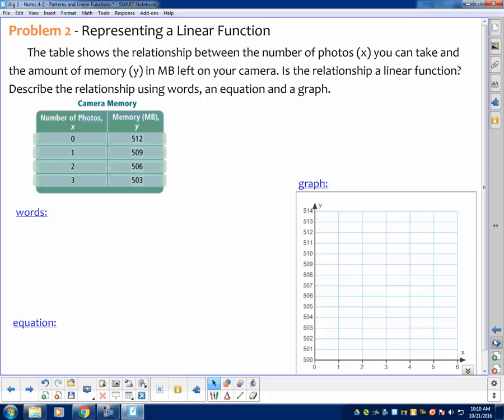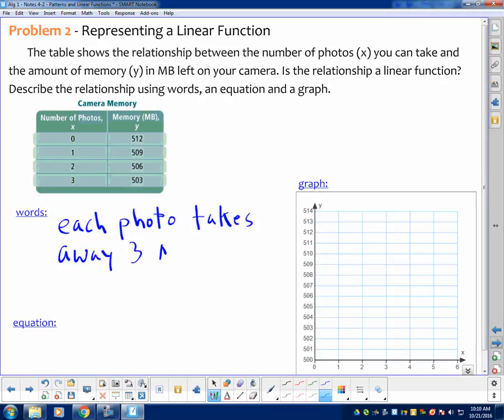So, in words, what's happening as I start taking photos here? So I have no photos. My memory starts at 512 megabytes. I take one photo. What just happened? Yeah. So each photo does what? Yeah, it takes away 3 megabytes. So if I write an equation for this, what do you notice is the constant difference as we go down that? Yes, it's -3, -3. We keep going down by -3.